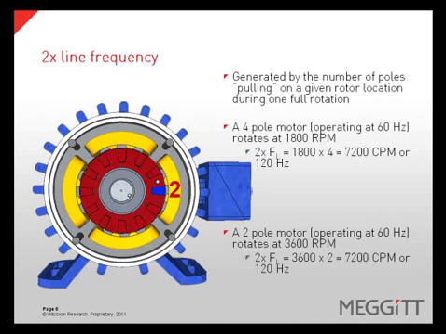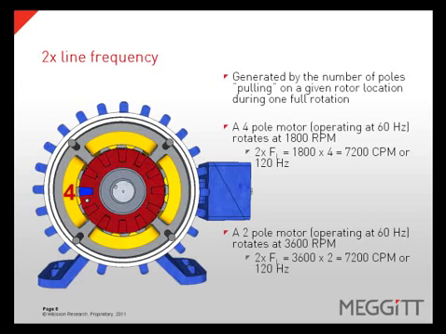2 times line frequency is generated by the number of poles pulling on a given rotor location during one full rotation. A 4-pole motor operating at 60 Hz rotates at 1800 RPM. So to determine 2 times line frequency, we take 1800 times 4 poles and get 7200 CPM or 120 Hz. A 2-pole motor operating at 60 Hz rotates at 3600 RPM. Our 2 times line frequency can be calculated by taking 3600 RPM times 2 poles, and we get 7200 CPM or 120 Hz.